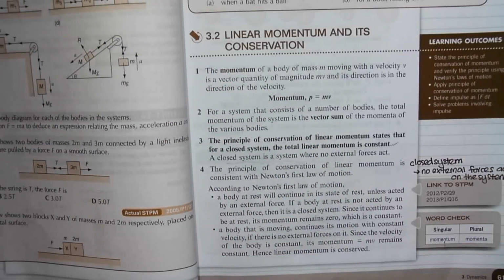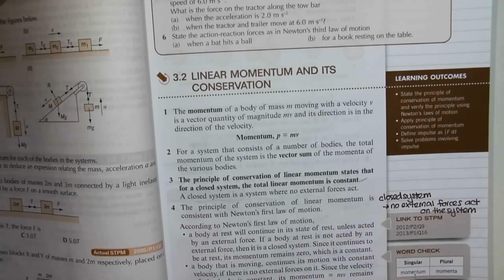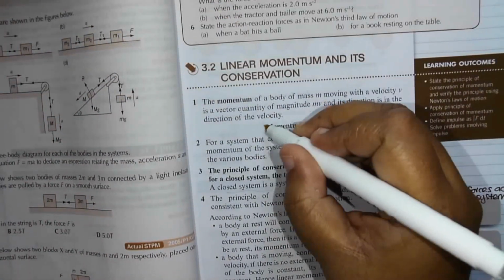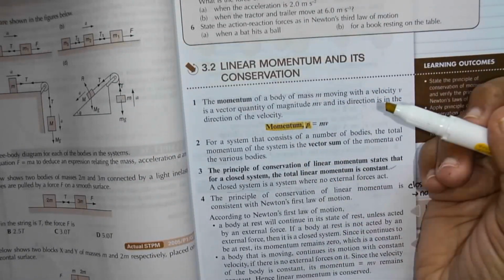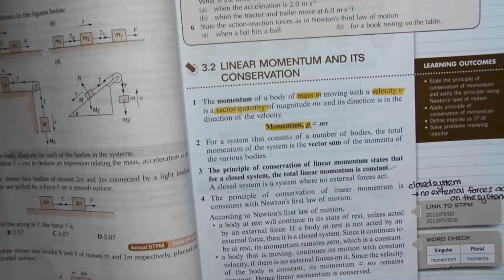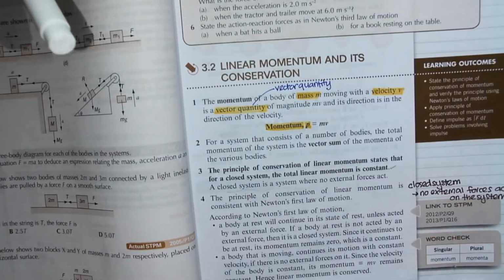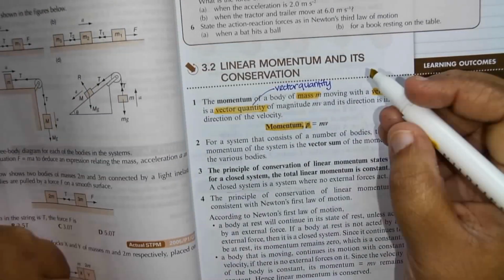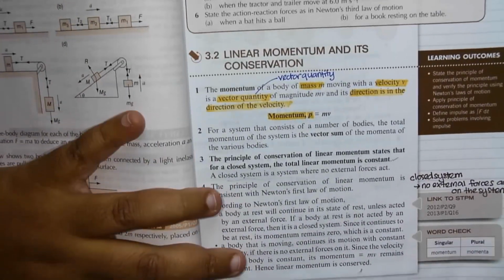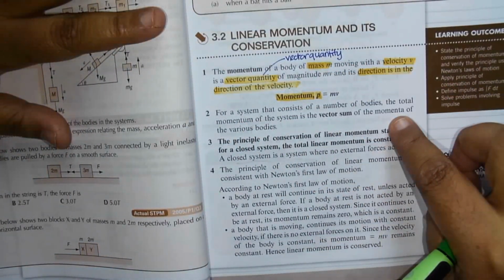Look at page 61, class, linear momentum and its conservation. Today's learning outcome: you're going to state the principle of conservation of momentum and verify the principle using Newton's laws of motion. The momentum of a body of mass m, I think everybody is familiar with momentum. The symbol is small p, for a body of mass m moving with a velocity v. It is a vector quantity, which means it has a magnitude and direction, to take note of. The direction of the momentum is in the direction of the velocity. For a system that consists of a number of bodies, the total momentum of the system is the vector sum of the momenta of the various bodies.